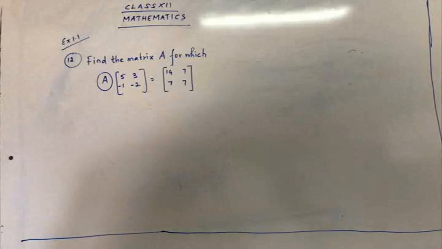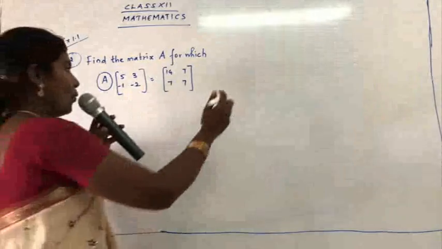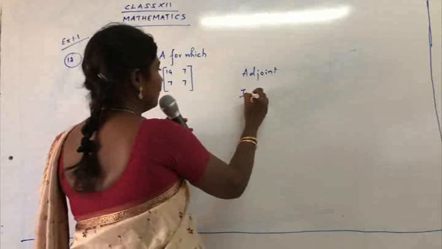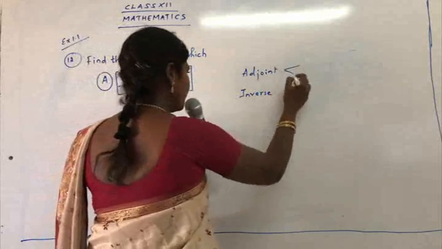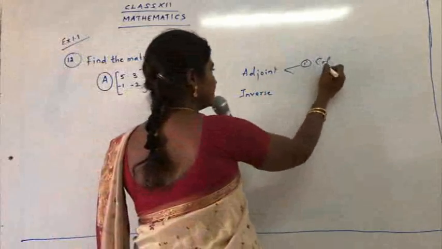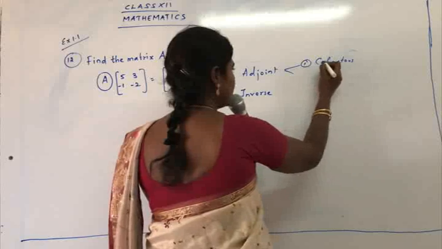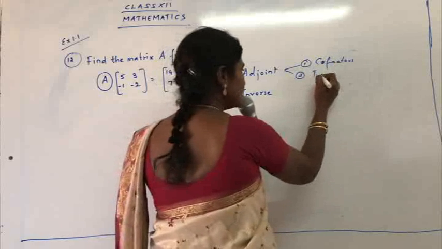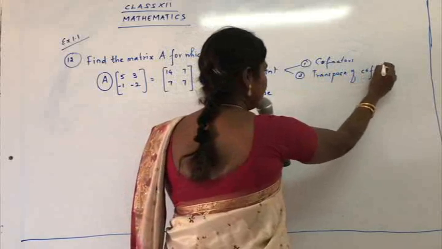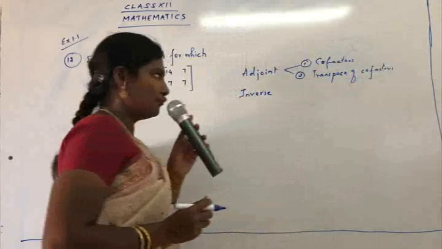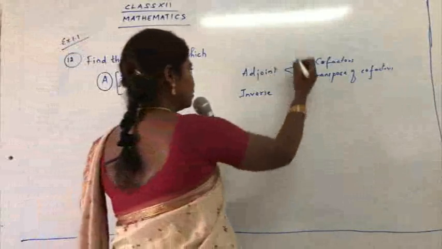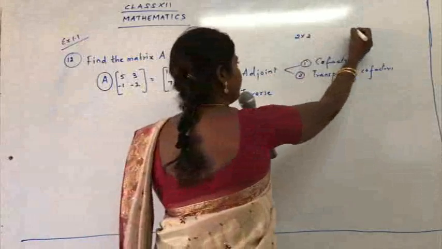In the previous class we have seen two main topics. One was adjoint and the second one was inverse. For adjoint, two steps are to be followed. The first one was to find the cofactors and the second one was to find the transpose of cofactors. Let me remind you the signs that we took for two different types of matrix. One was for 2 by 2 and one was for 3 by 3.